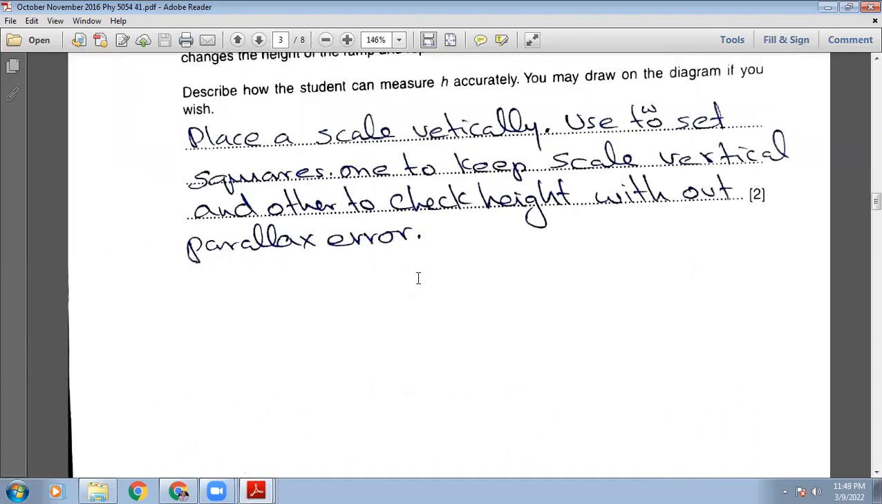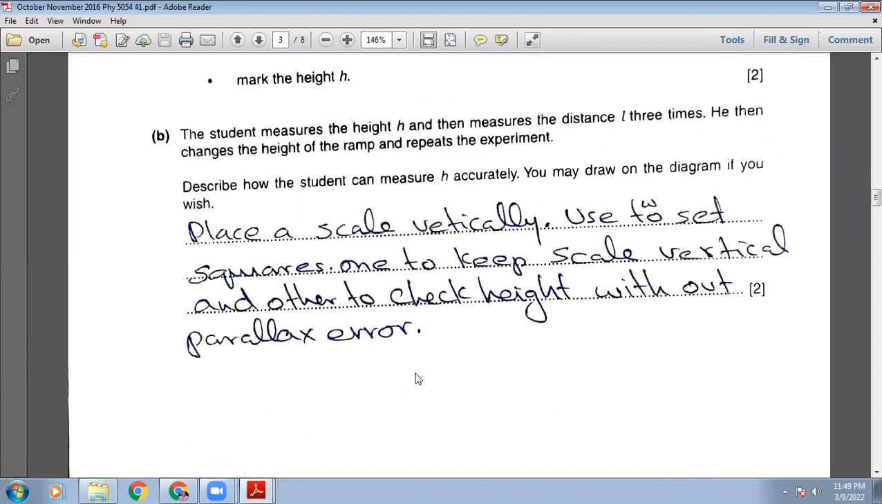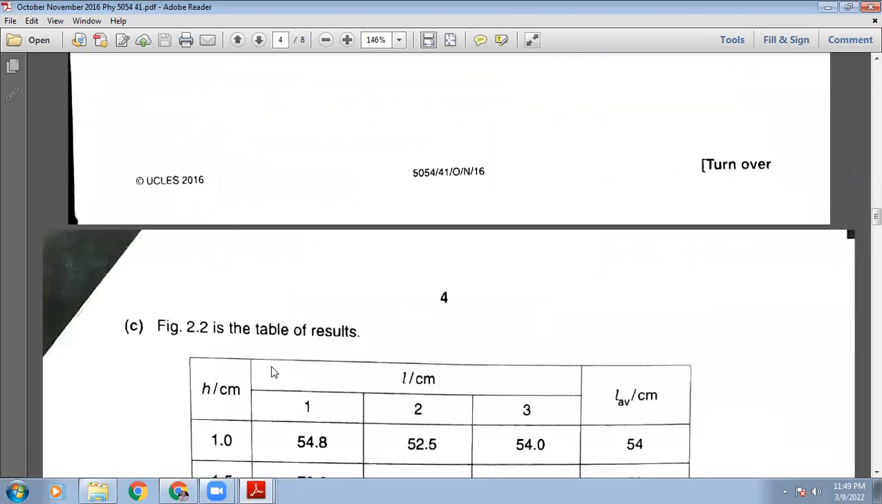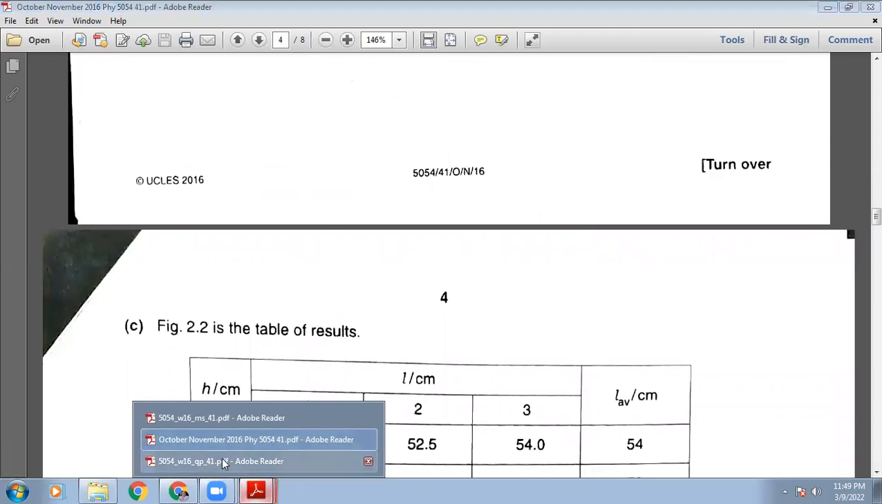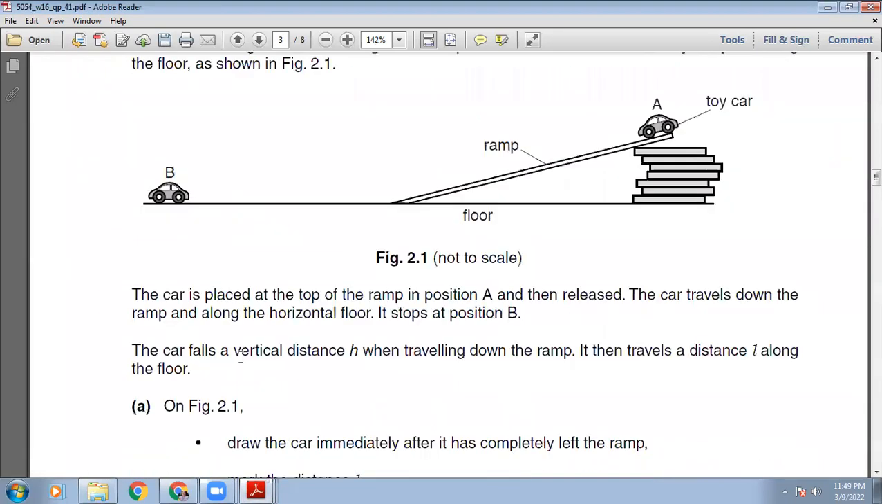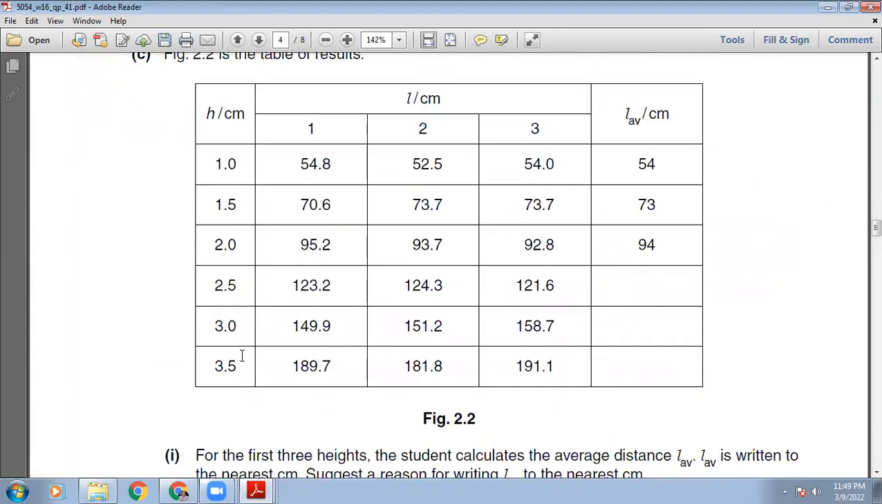So let me show you my written answer. Here we go. Place a scale vertically. Use 2 set squares, one to keep the scale vertical and the other to check the height without parallax error. So that was question number 2 and its B part.